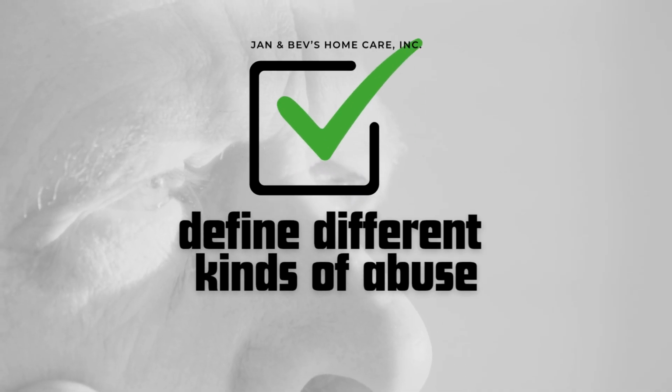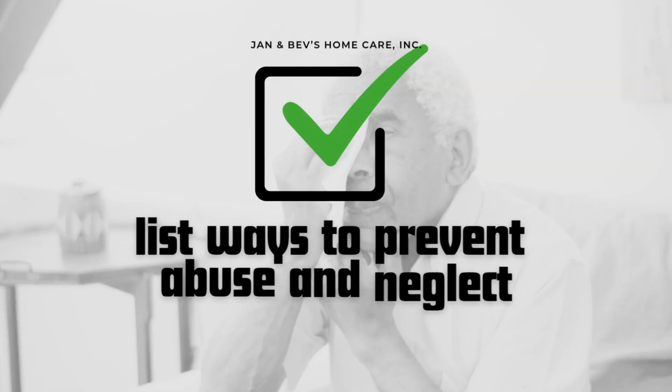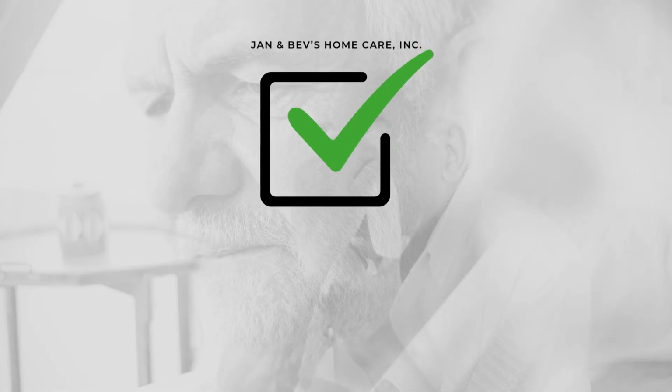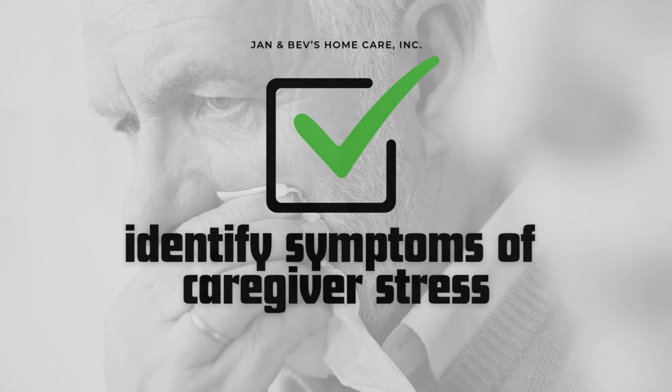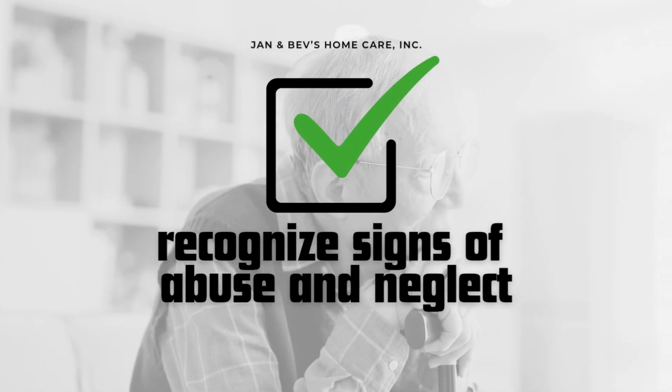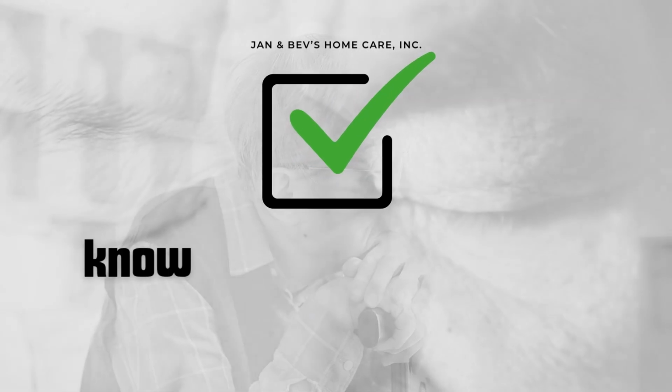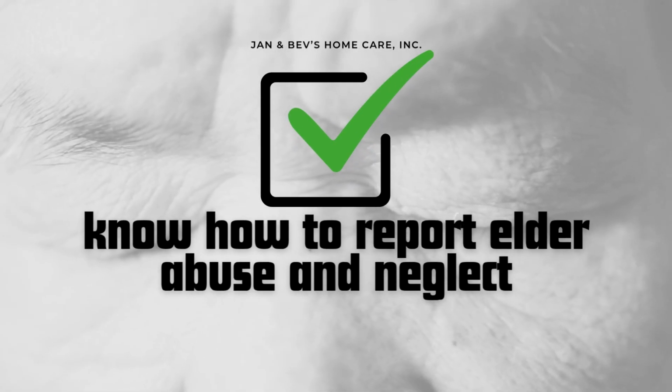After this training, you will be able to define different kinds of abuse, list ways to prevent abuse and neglect, identify symptoms of caregiver stress that could lead to abuse or neglect, recognize signs of abuse and neglect, and know how to report elder abuse and neglect.